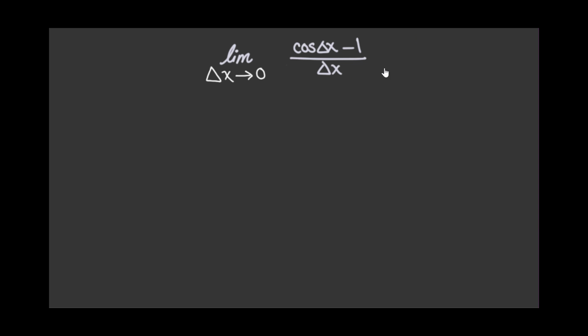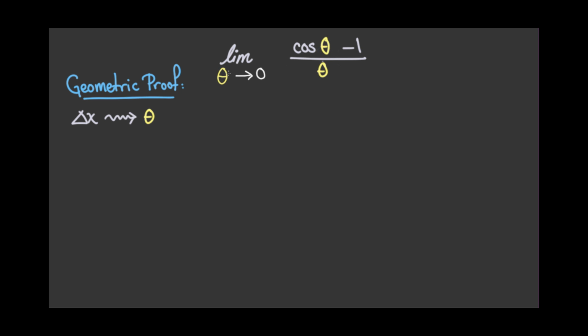We have one more limit left to compute, and we want to approach this the same way. That is, we're going to give a geometric proof. To get started, let's go ahead and replace the quantity delta x everywhere with theta. So that's what I've done here, and our limit has become the limit as theta approaches 0 of cosine theta minus 1 all over theta.